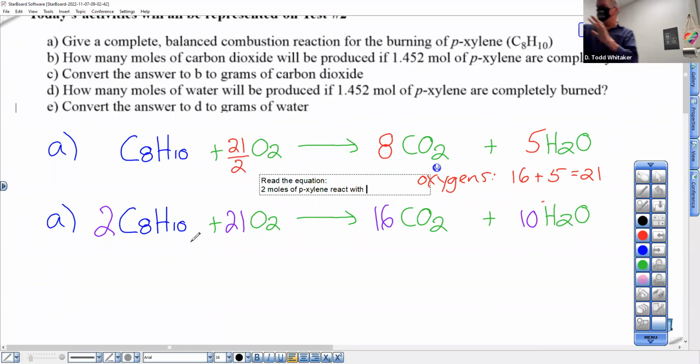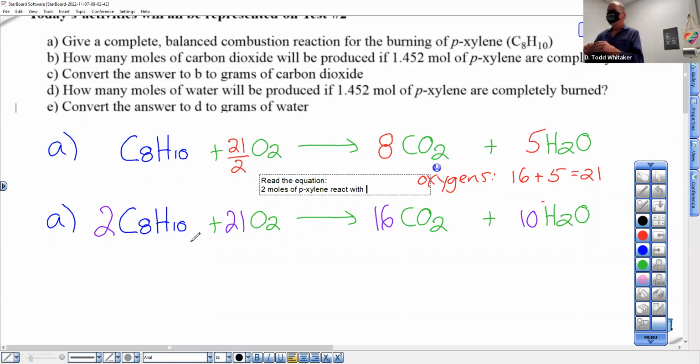No, that's how we use the 2. He's going to use the S word, the stoichiometry word. But what are 2 and 21 and 16 and 10 in this question? They have a name. It's important. They're called the coefficients. Thank you.